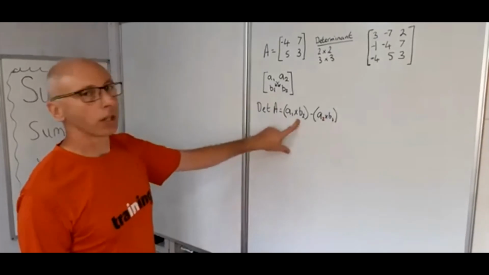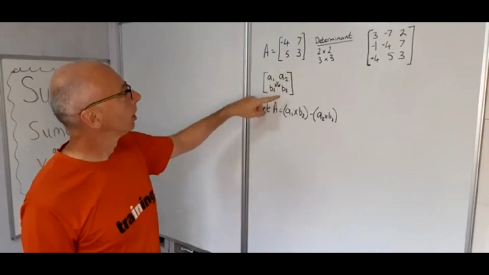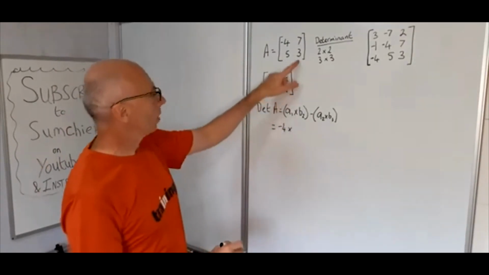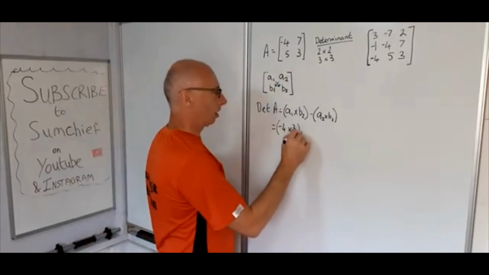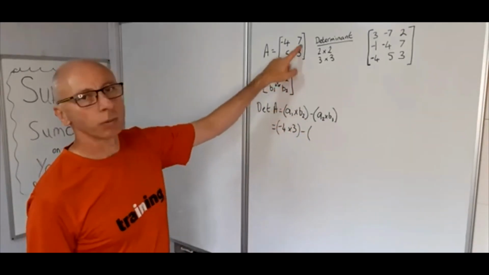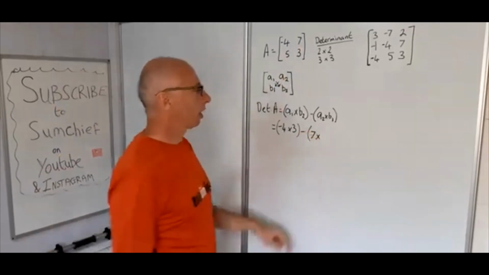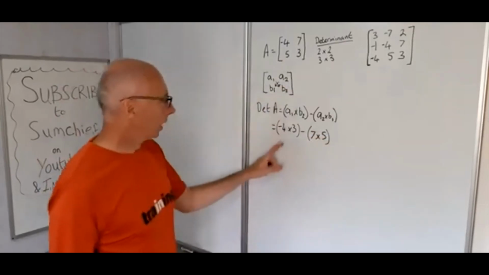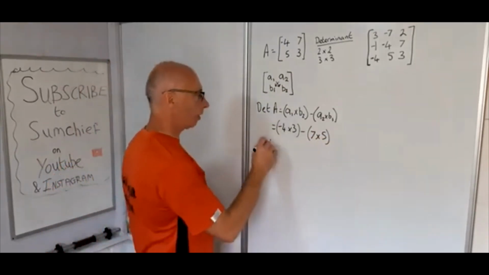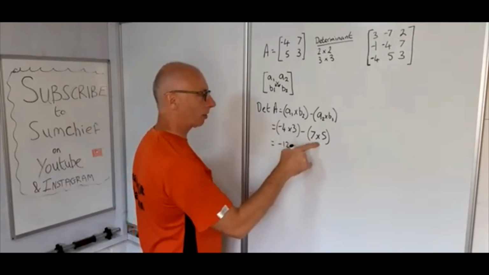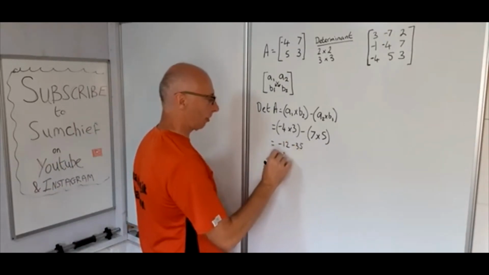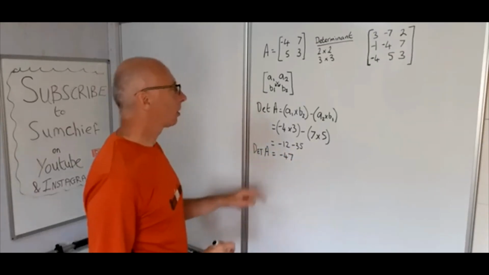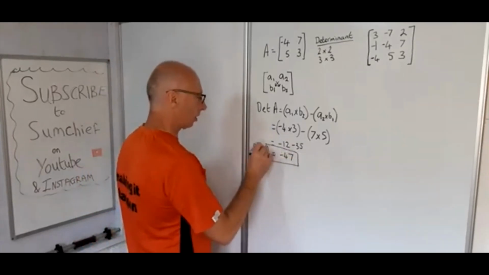Okay, so using this formula now, A1 times B2, so we've got minus 4 times 3, and then we subtract A2, which is 7, times B1, which is 5. Okay, just doing the arithmetic on this one now. So that's minus 12 minus 35. So therefore, determinant of A is minus 47. So that's the solution for that one.